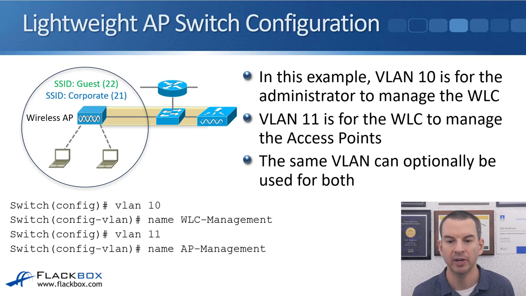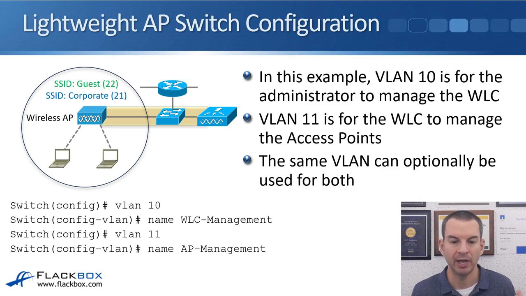We also have traffic between the access points and the wireless LAN controller. That is the CAPWAP traffic. And in this example, we have configured a different VLAN for that. I've said VLAN 11, name AP management. So the traffic that is coming from the AP to the wireless LAN controller, which has come from the clients, is going to be in the AP management VLAN. Also, management traffic coming from the wireless LAN controller when it's managing the APs is also going to be in the AP management VLAN.